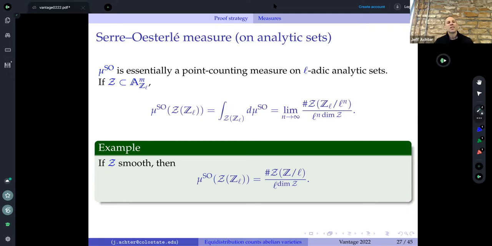So there is the Serre-Oesterlé measure on any l-adic analytic set. And so what it is, after the fact, the definition is here, but what I will tell you is that if Z is smooth, then this definition plus Hensel's lemma says that the Serre-Oesterlé measure is basically a counting measure. So it's the number of elements in this thing mod l divided by l to the dimension. That's pretty concrete, or at least in principle.